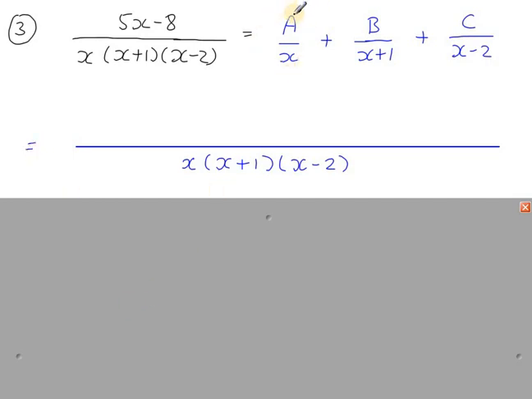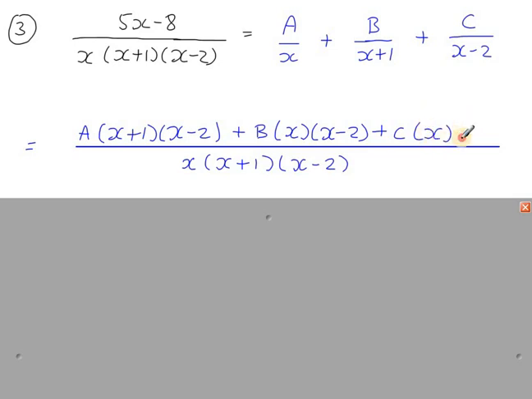So starting with the first fraction, what do I multiply the A with? Now in the denominator we have x, so it's going to be x plus 1, x minus 2. It's everything else other than the x, so x plus 1, x minus 2, plus, and then for B we've got x plus 1 here, so we're going to multiply with x and x minus 2. And then for C we've got x minus 2 here, so we multiply by these two, the x and the x plus 1.